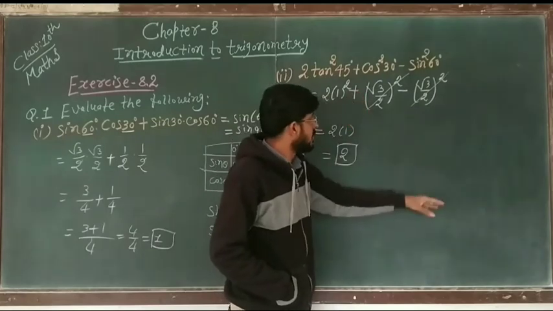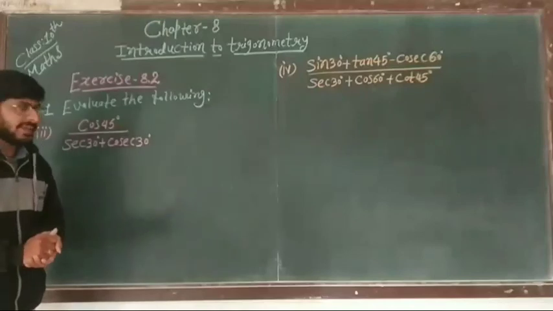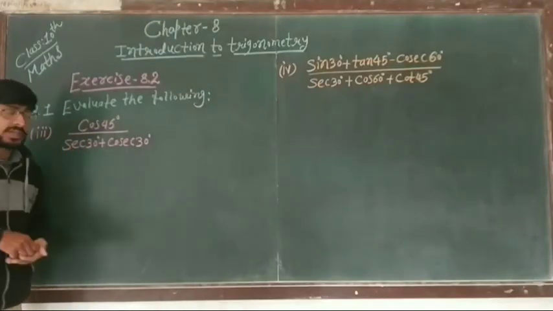If we have to simplify, then we get 3 by 4 and 3 by 4, plus 3 by 4 minus will be cancelled out. Okay, next question number 3. Cos 45 upon sec 30 plus cos 30.